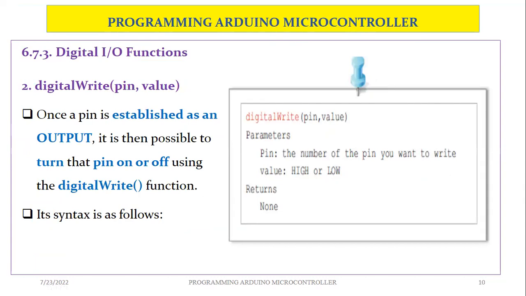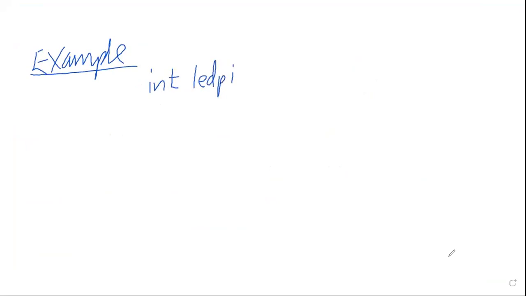So I want to introduce a few examples here. Let me share my whiteboard. So for example, suppose I have the following definition. I have an LED connected to digital pin number 13.